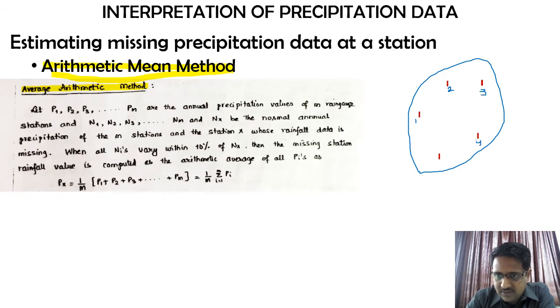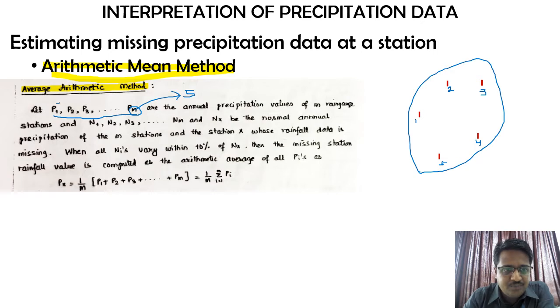Now with respect to this P1, P2, P3 up to Pm, what this M is indicating is the total number of rain gauge stations existing in the catchment area. I'll repeat myself, please check it out. I'm not talking about Pm, I'm just talking about this M value. This M indicates the number of rain gauge stations existing in the catchment area. In our case right now this is 5. Keep that in mind.